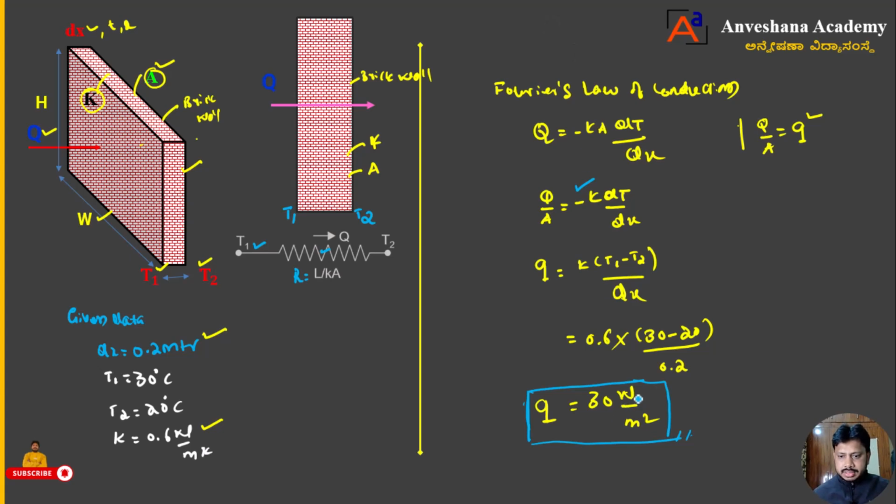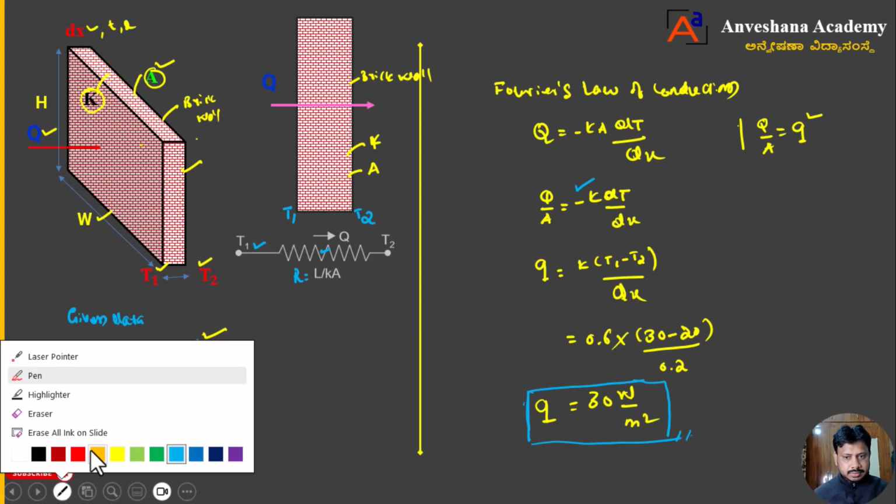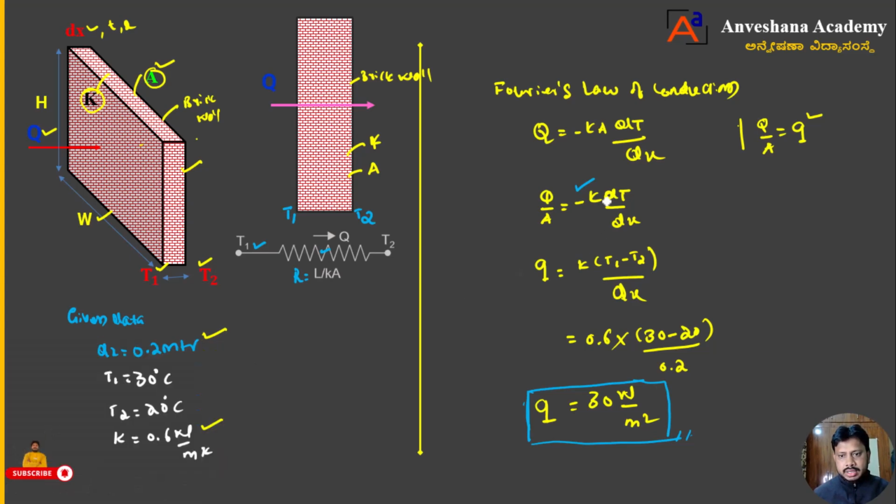Okay, dear students, one thing: how did you get the unit here? You can see one thing here. Here it is K, right? I will write it here. So what is K actually? That is thermal conductivity. Thermal conductivity is given as 0.6 watt per meter Kelvin. But I have taken temperature in degrees Celsius. Dear students, you can convert this into Kelvin, and this is also Kelvin.